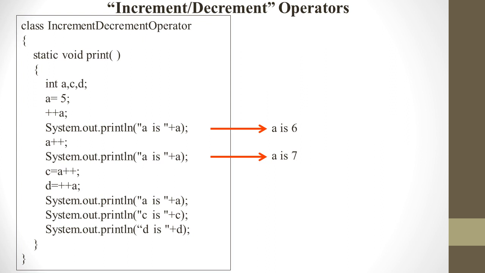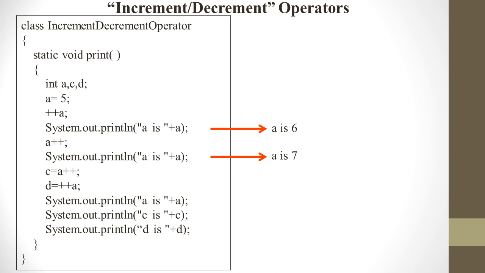Now the next step, d equal to plus plus a. Here I am using pre-increment, meaning first increment. So plus plus 8 equals 9. Then 9 will be stored in d. Now I am printing all the values of a, c and d.